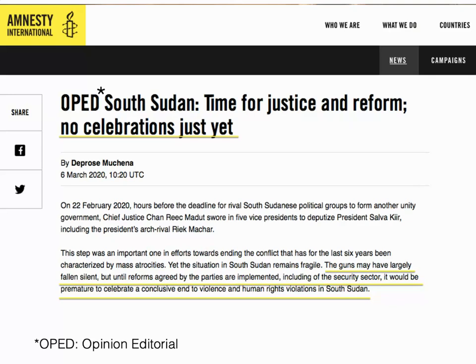So there's no celebrations. Well, it's not time for celebrations just yet. The UN reports come to the results: the guns may have largely fallen silent, but until reforms agreed by the parties are implemented, including of the security sector, it would be premature to celebrate a conclusive end to violence and human rights violations in South Sudan.